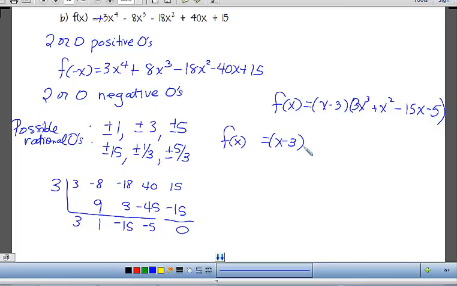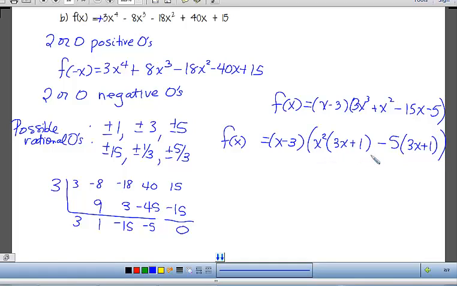Okay, when I look at these first two, I want to see what they have in common. They have what in common? Not a 3, just x squared. So if I factor off x squared, I'm left with 3x plus 1. And then the next two have what in common? 5. So I'm factoring off essentially minus 5. And I'm left with what? 3x plus 1.